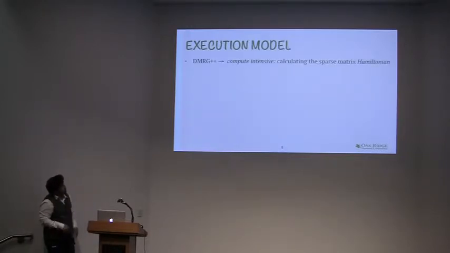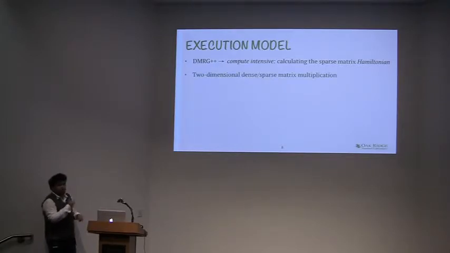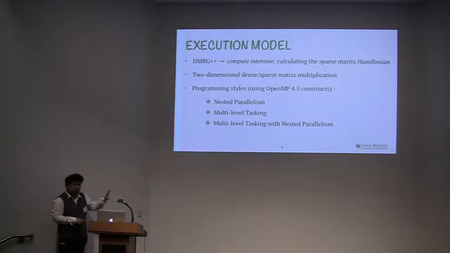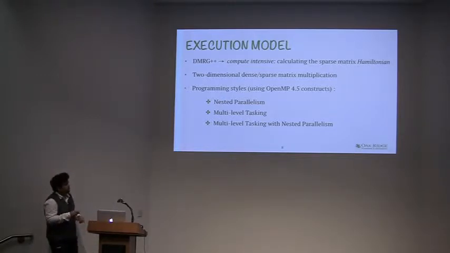So let's look at the execution model briefly. As I mentioned, the 80% time-consuming part was actually calculating the sparse matrix Hamiltonian. What is a Hamiltonian matrix? I'm going to come to that in the next slide. It's a two-dimensional dense sparse matrix, and we used 3 different programming styles that I'll talk about. Nested parallelism, we moved on to multi-level tasking, and then multi-level tasking with nested parallelism.